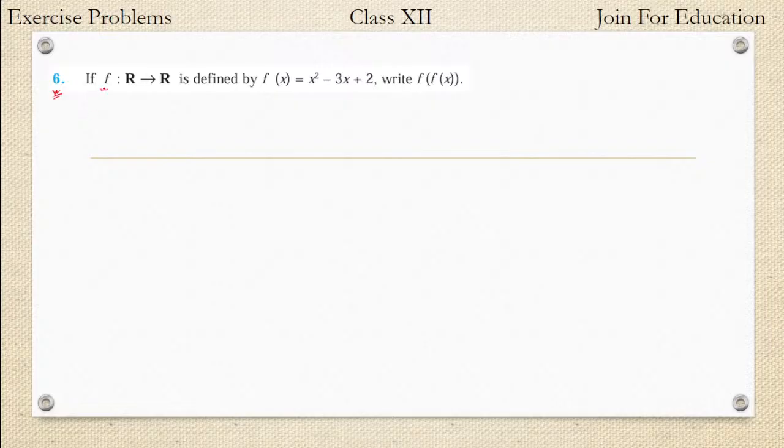Let's see here. f is a function from R to R defined by f(x) equals x square minus 3x plus 2. In this question we are asked to write f(f(x)). So let's see the solution of this question.